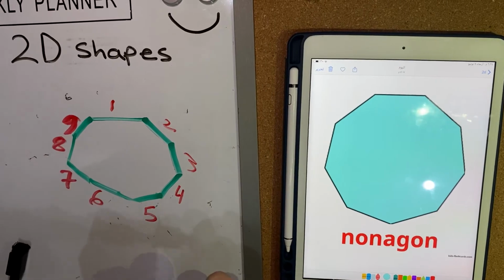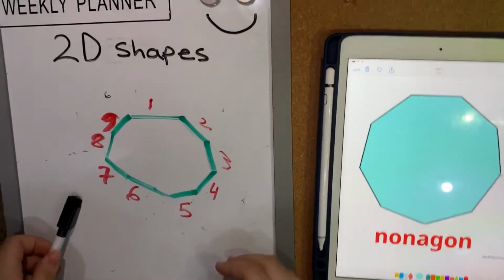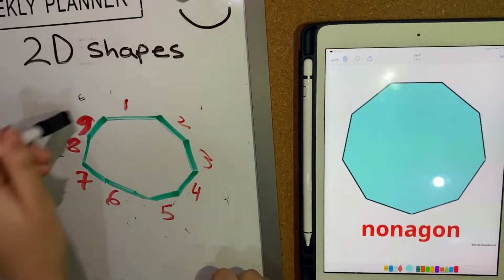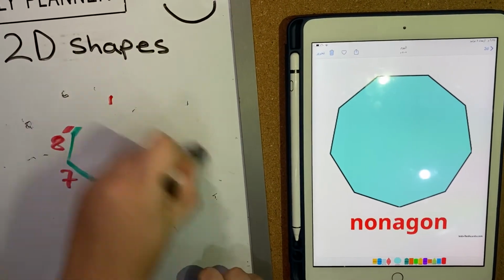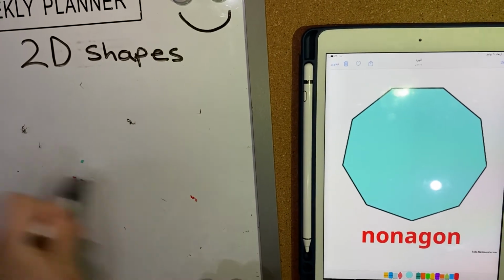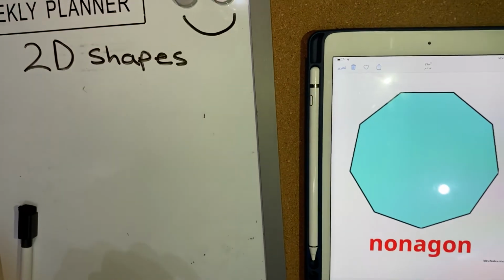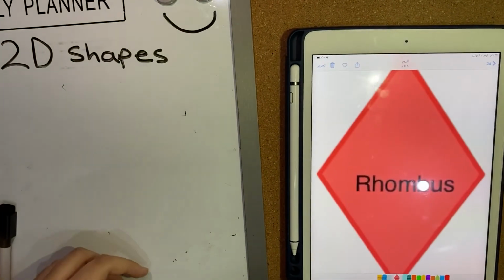Oh, fine. It came 9 sides. Okay, so Nonagon has 9 sides. So how many sides does the Nonagon have? 9 sides. Let's go for the next shape.